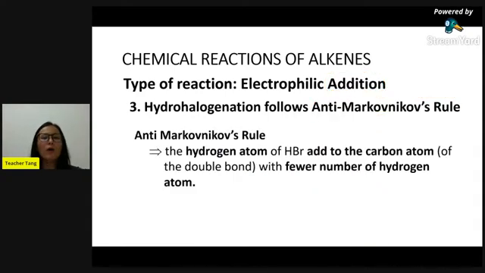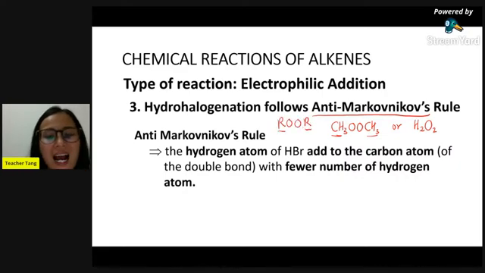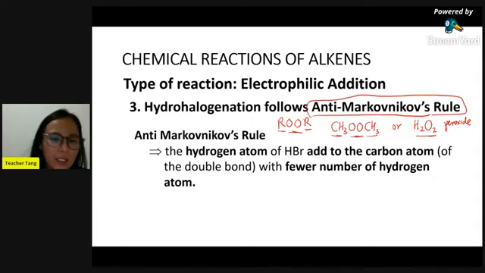Then we move on to look at the presence of peroxide. If there is peroxide, then we need to follow anti-Markovnikov rules. Examples of peroxide can be CH3OOCH3, or it can be H2O2. Not necessarily CH3, it can be a very big group. Usually we just write it as ROOR, and this R can refer to any alkyl group. As long as you see the two O's come together, or H2O2, these are peroxides. So if there is a presence of peroxide, we need to follow the anti-Markovnikov's rule.